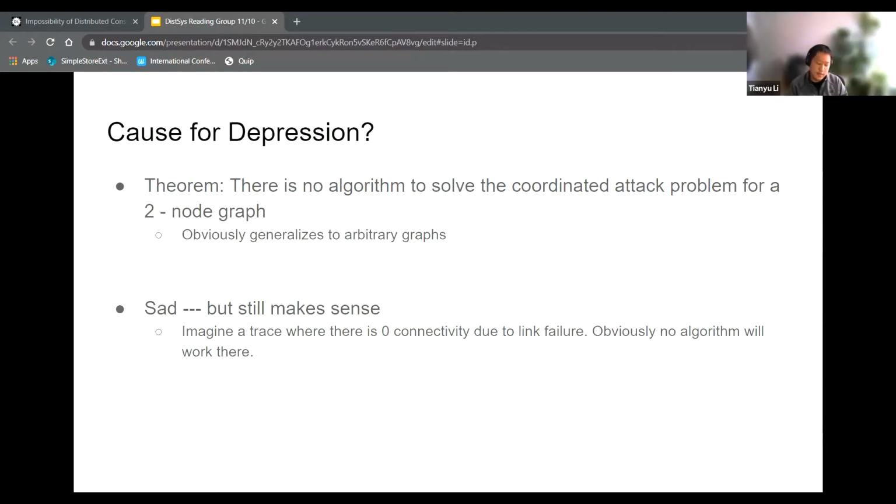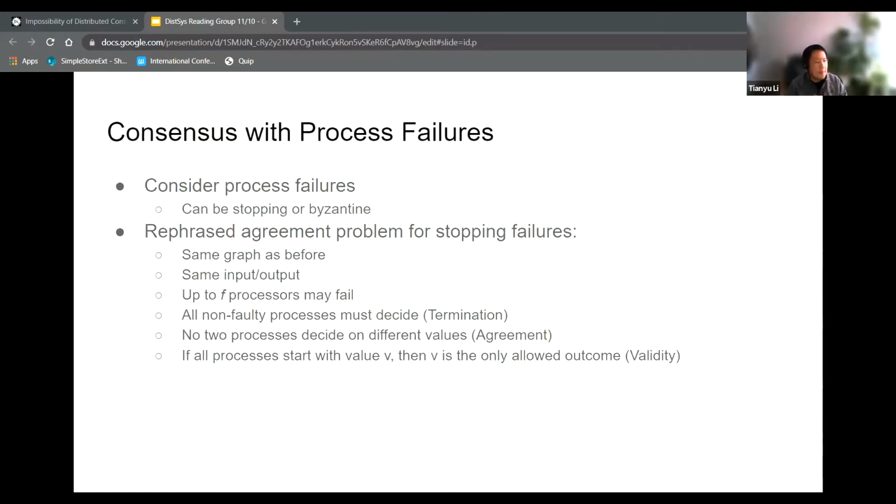So the intuition behind this is, imagine a trace where in this model there's zero connectivity, with every message sent across the link lost. Obviously, they can't possibly do consensus on anything, right? So that's fine. Somewhat sad, but still understandable. Now let's talk about the good news, right? We just proved that link failure is really not something you can solve in this particular setting.